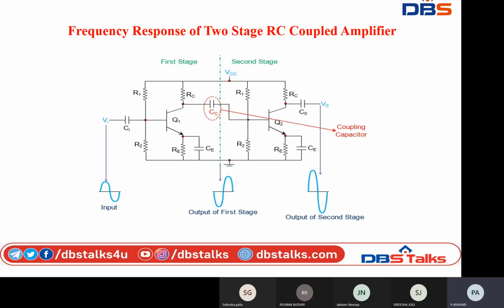So finally, the output of the second stage will be 360 degrees out of phase with respect to the input. See, with respect to the output of the first stage, it has 180 degrees phase shift, but with respect to the input, the output has 360 degrees phase shift.